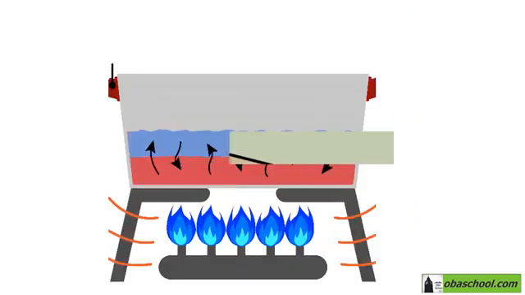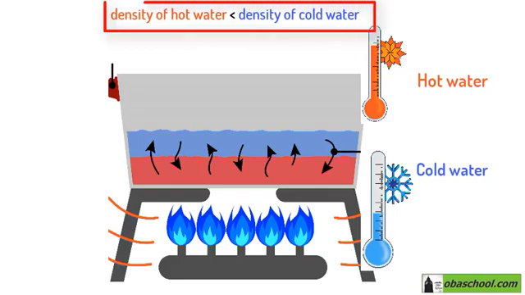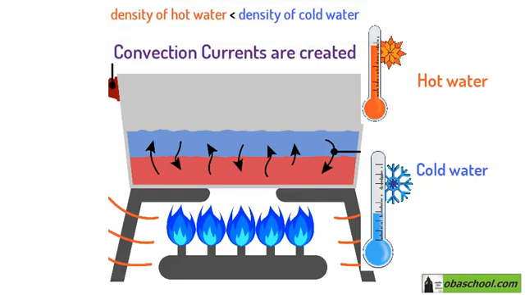Likewise, hot water rises above the cold water. This is because the hot water has less density than the cold water. And due to the difference in the densities of the hot and cold gases or liquids, convection currents are created.